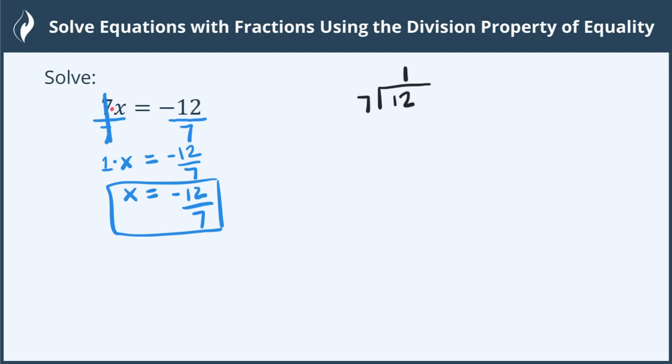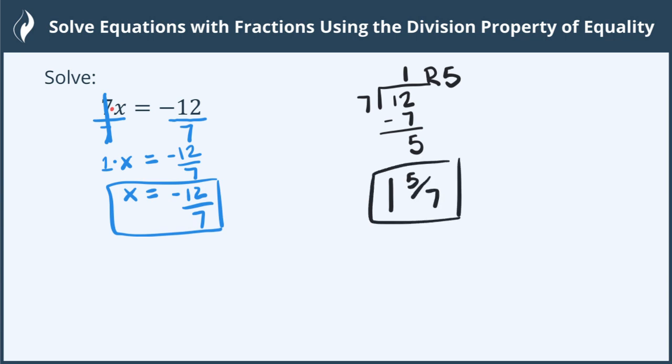7 goes into 12 one time. 1 times 7 is 7. Subtract gives me 5, and so I have a remainder of 5. To rewrite this as a mixed number, I would do 1 whole with the remainder of 5 out of 7 for the fraction. And now I have two ways, and don't forget that negative.